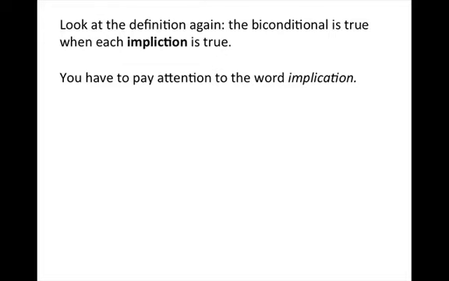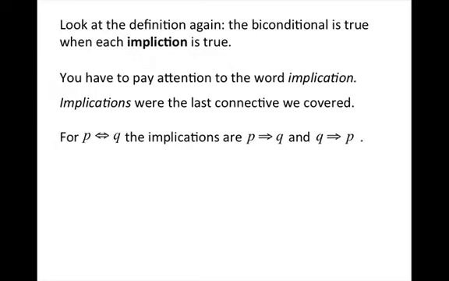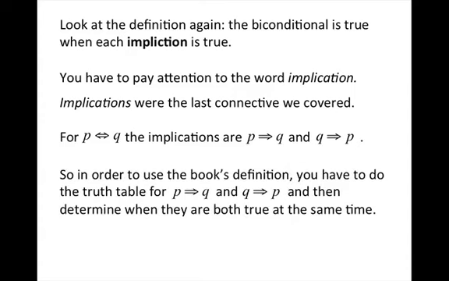So let's look at that word implication. That was the last connective we just covered. If I have the biconditional P if and only if Q, that's made up of two implications. Notice that's a double arrow, so it goes both ways. That means P implies Q, and read it the opposite way, Q implies P. So in order to use the book's definition, you have to do the truth table for P implies Q and Q implies P. And you've got to determine when they're both true at the same time.